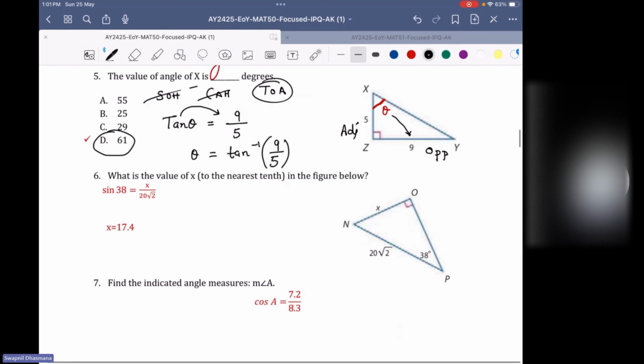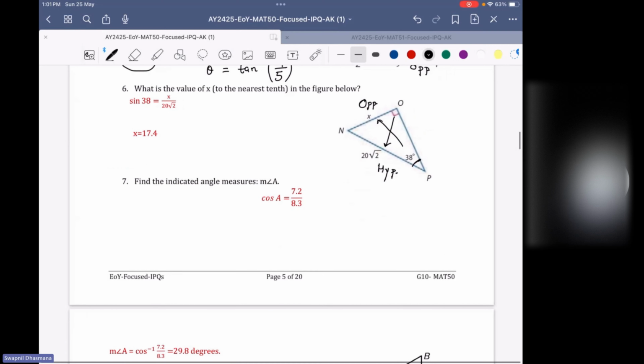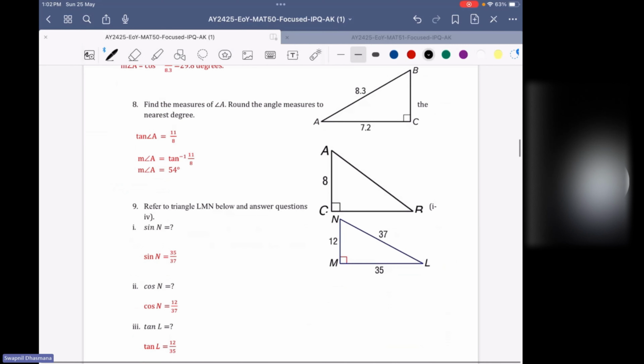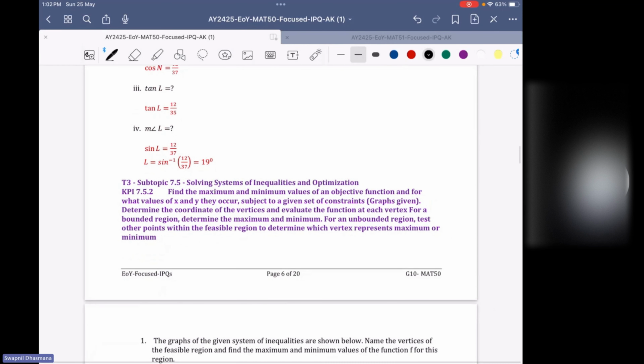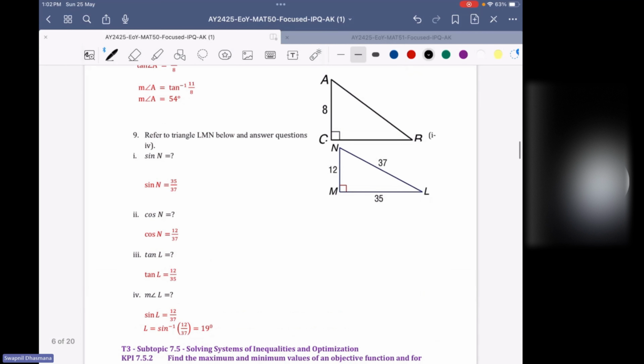So all these questions are same. Like if you're talking about 38, this would be opposite. This would be opposite to 90, which is hypotenuse. So all these questions are same. This is inverse, sine, cosine. Okay, now we'll come back to this after some time.